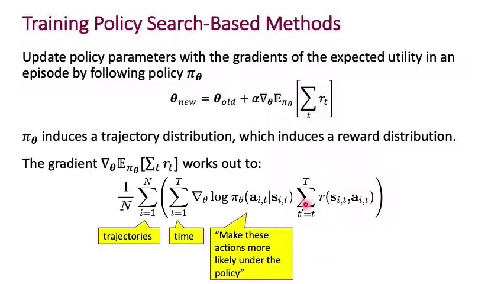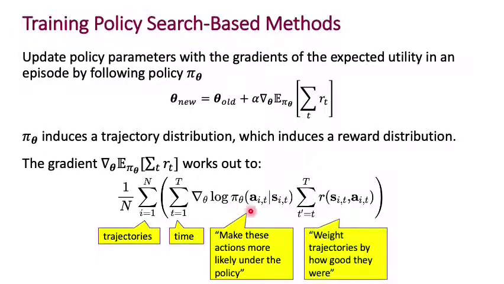And this term is essentially going to evaluate for you how good each of those actions was. So you can think of this term as assigning a weight to each of those actions. And it's going to assign a weight based on how good the rest of the trajectory was after you executed that action. So you're going to weight each action by the rest of the trajectory after you executed that action. And that's why you have the summation from time step t till the end of the episode of the rewards at the next few time steps.